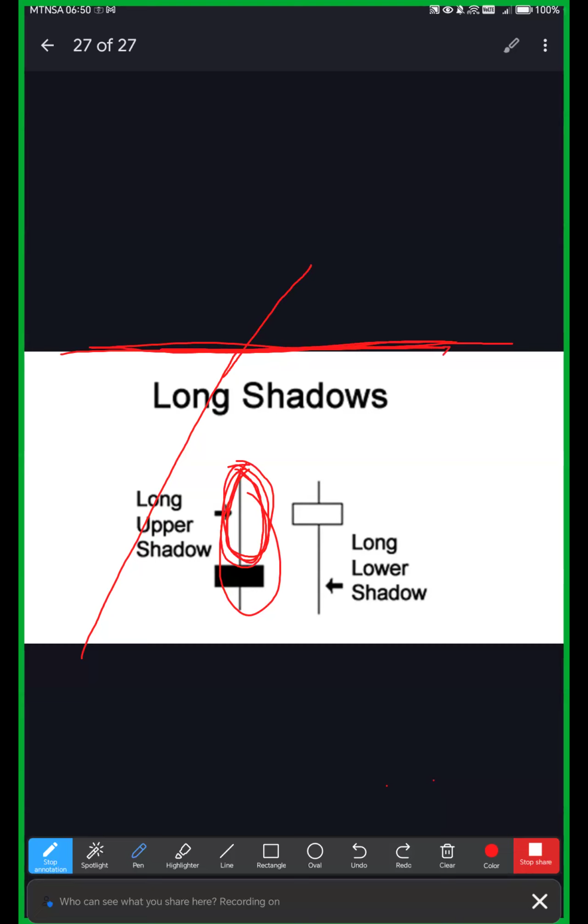Probably more sellers are coming in. So we are going to establish this as we continue with our analysis when it comes to candles. So this signifies that there was selling pressure in this particular trade session, right?